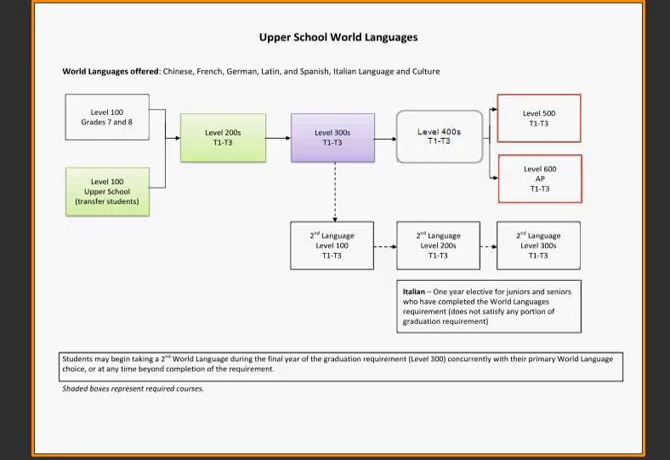Students may begin taking a second world language during the final year of the graduation requirement, 300 level, concurrently with their primary world language choice, or at any time beyond completion of the requirement. Italian is offered as a year-long elective for juniors and seniors who have completed the world language requirement. It does not, however, satisfy any portion of the world language graduation requirement. World languages offered in the upper school are Mandarin, French, German, Latin, and Spanish.